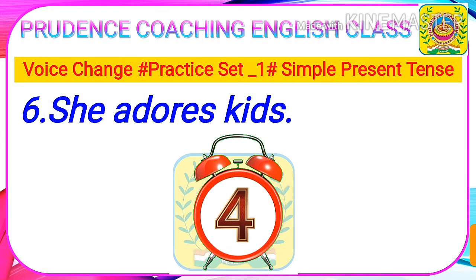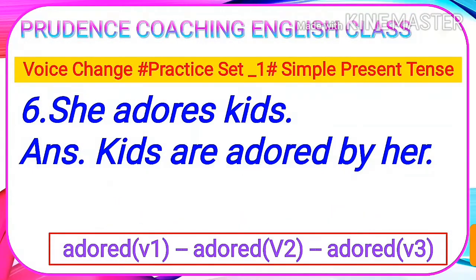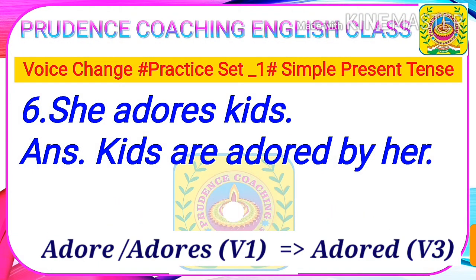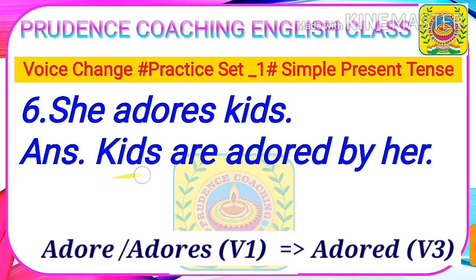Start. Time's up. Here the sentence is she adores kids. Here she is the doer of the action, so this statement is in active voice. So we need to change it into passive. First work is to swap or interchange the subject and object. She, which is the subject here, will become the object, and we know the objective form of she is her. And here we have the object kids, which will become our subject in passive voice.